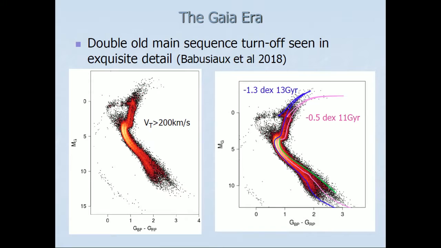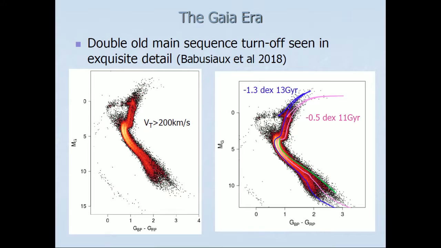How much has it changed? How much is it still open? Well, I showed you the star count's apparent magnitude as a function of color, showing two turnoffs. Of course, with Gaia, we can go to absolute magnitude, not apparent, and you see, yeah, we were right, there really are two turnoffs. You can see exquisite detail of the turnoffs.